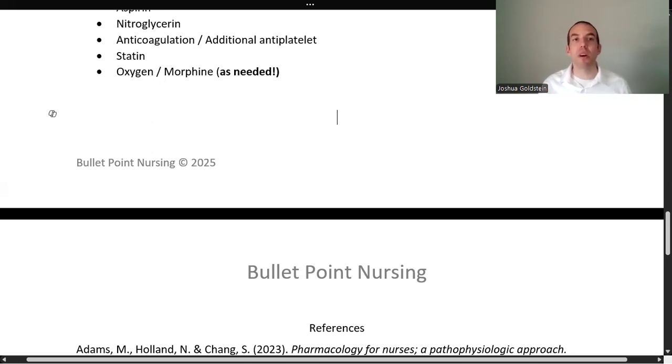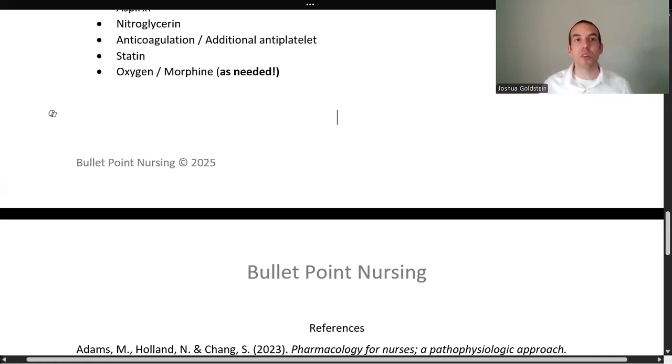Very often when patients have a heart attack, they're also put on a statin. And very often they're put on it immediately right there in the OR. They're already given their very first dose if they've not already been on it. And that's going to continue usually for the rest of their life. Finally, if the patient's hypoxic, they're going to get oxygen. If the patient's in pain, they're going to get morphine. You would not get either of these if there's no need for it.